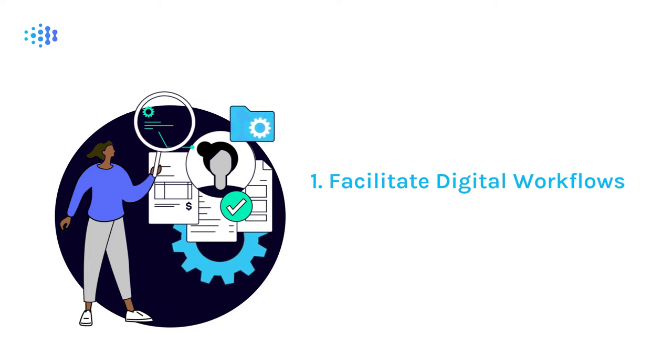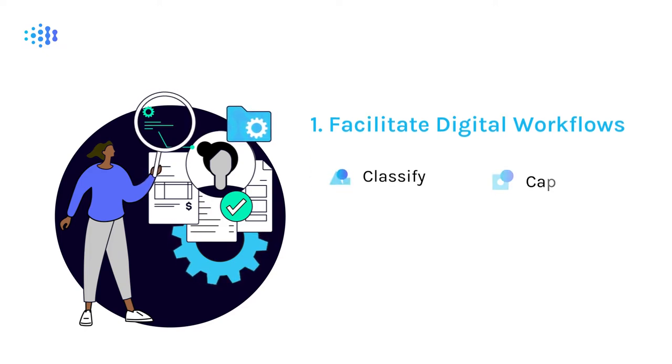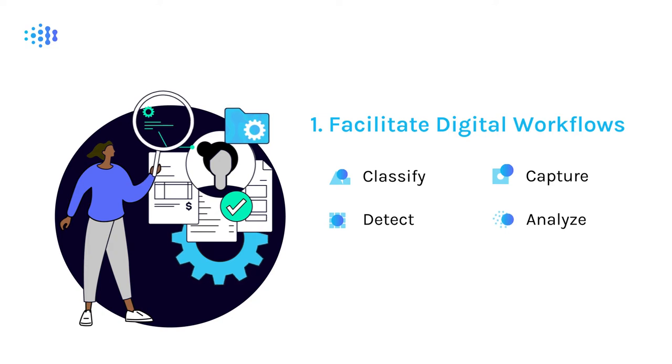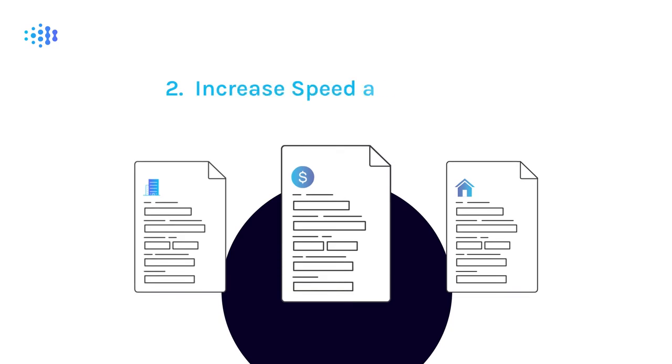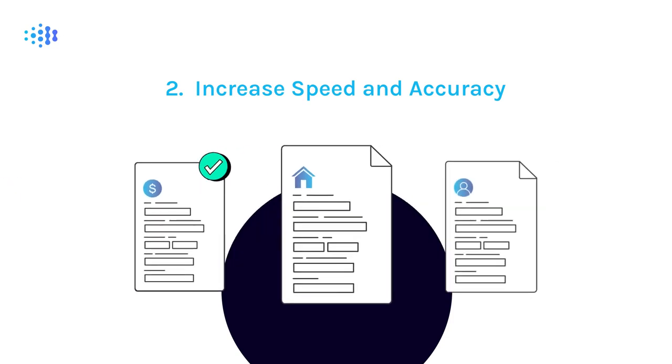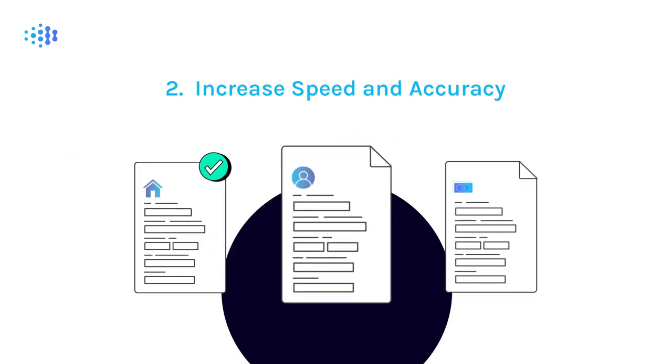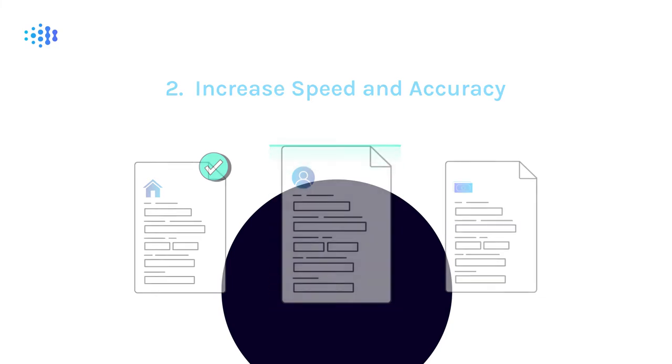Once deployed, lenders can automate classifying, capturing, detecting, and analyzing financial documents, allowing for faster credit decisions. Second, automation can add speed and accuracy to a decisioning process. With certain manual and repetitive tasks, automation can help drastically increase their speed and reduce the chance of error.